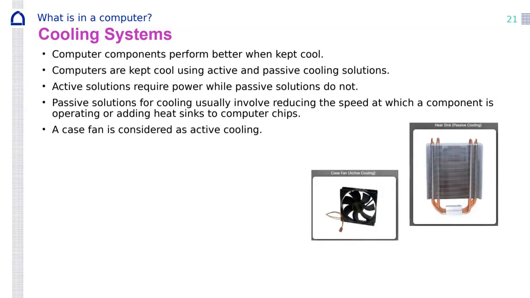Passive solutions usually involve reducing the speed at which a computer is operating or adding heat sinks to the computer chip. You know the heat sink that you put on top of the processor? This is passive, like in your car, you have radiator and you have fan. Fan is active. Radiator is designed so that it will absorb the heat. Same thing is the heat sink. A case fan is considered as active cooling, because it requires power.